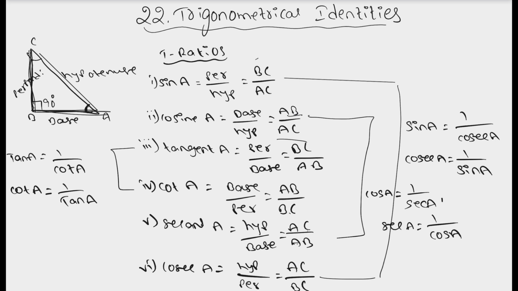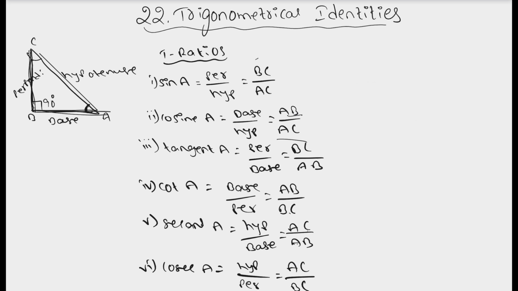So these are some relations between the T ratios. Sine and cosecant are inverse to each other. Cosine and secant are inverse to each other. And tangent and cot are inverse to each other. These are some relations, and we have some more relations regarding this.